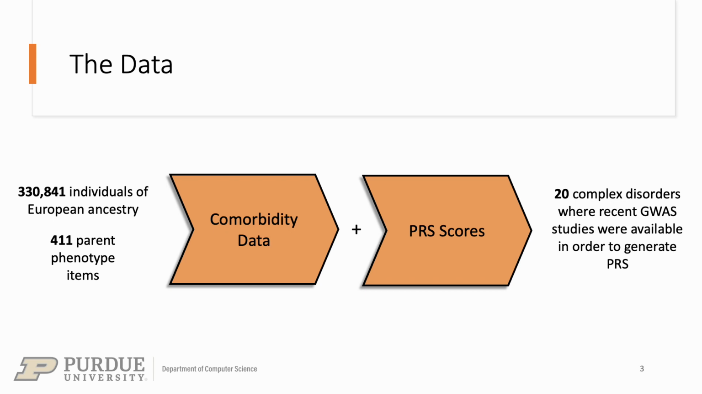We generated PRS for those 20 aforementioned disorders using publicly available GWAS summary statistics and UK Biobank data, using various methods such as PRS-CS and SBLUP, after correcting for linkage disequilibrium and strength of association in the GWAS studies.